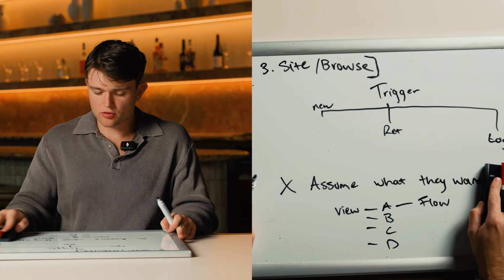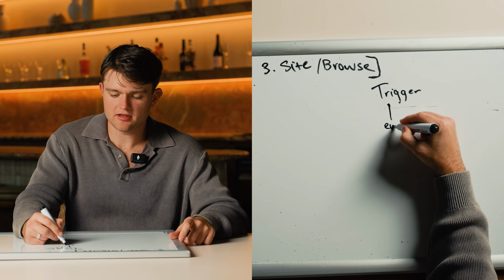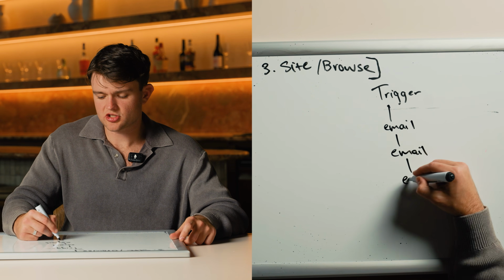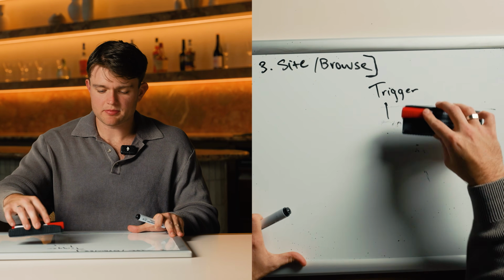Whereas I guarantee if you're watching this video, your browse abandonment flow is just going to be a trigger, then email, email, email, and it's just going to be something like, oh, the product you looked at is waiting for you, or oh, why didn't you add it to cart? And it's all just going to be really simple reminders of the product they looked at. But realistically, again, we split by new, we split by returning, and we split by loyal customers.